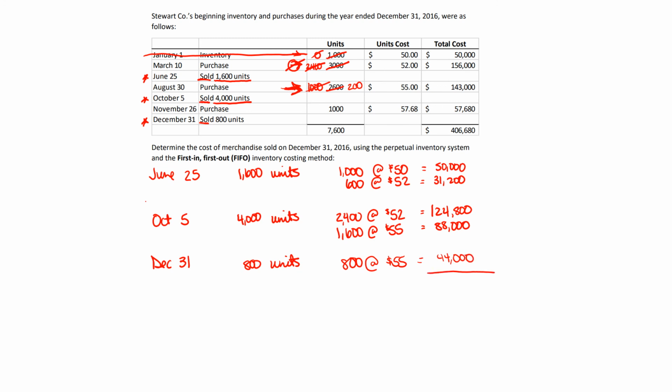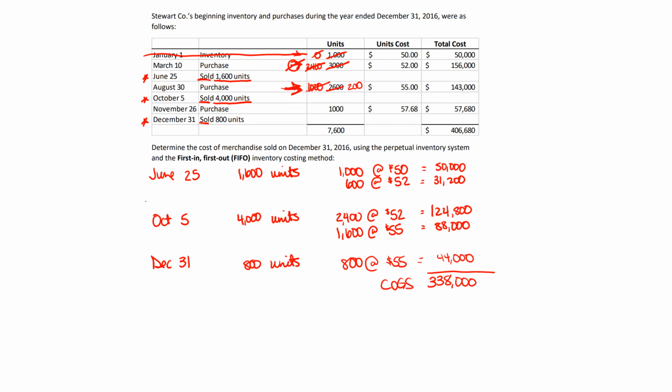So now we add all of these totals up to get the total cost of goods sold for the year. When we add all of those up, that's going to give $338,000 for the cost of goods sold.